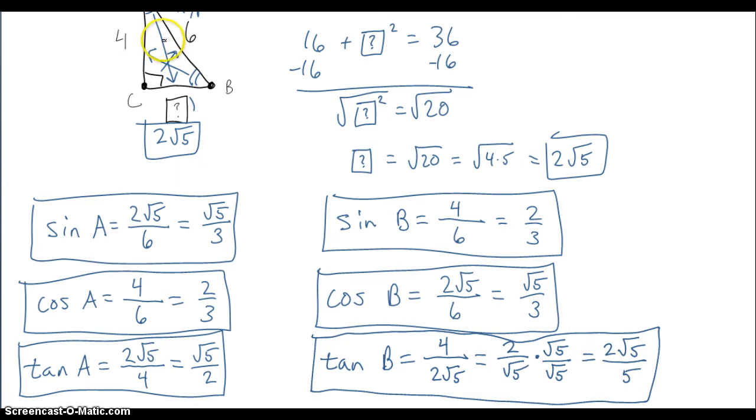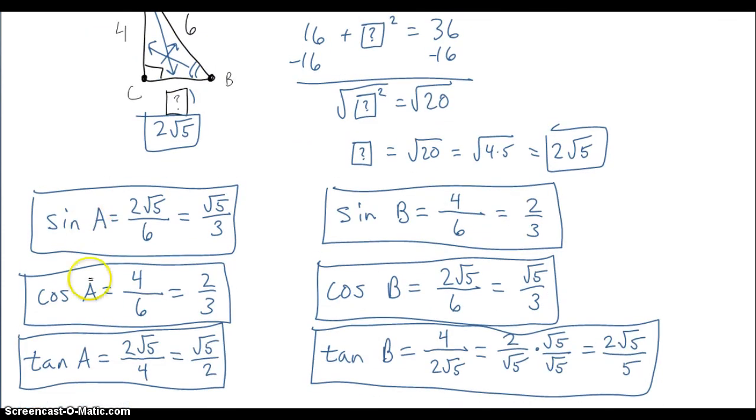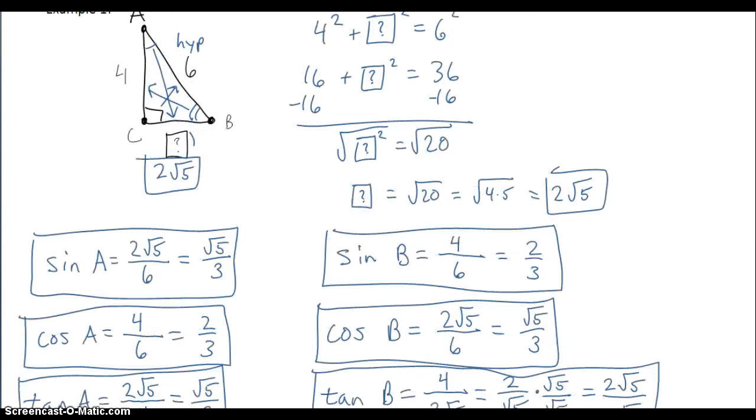So when I have a triangle, I have two acute angles. Each acute angle has 3 trig ratios associated with it. So I can take the sine, cosine, and tangent of A, and I can take the sine, cosine, and tangent of B, my other acute angle. So there's 6 total trig ratios in one triangle.